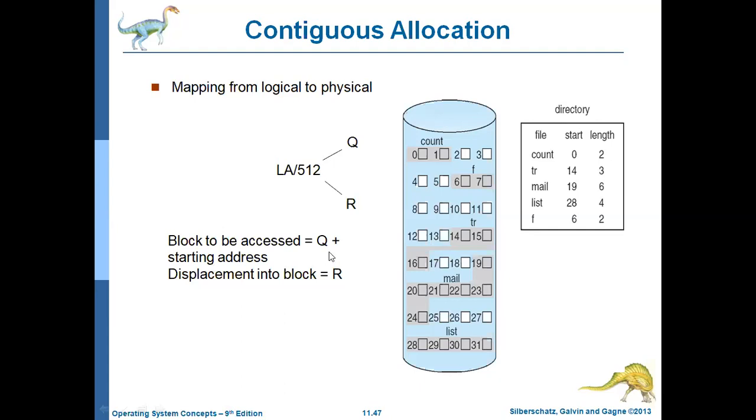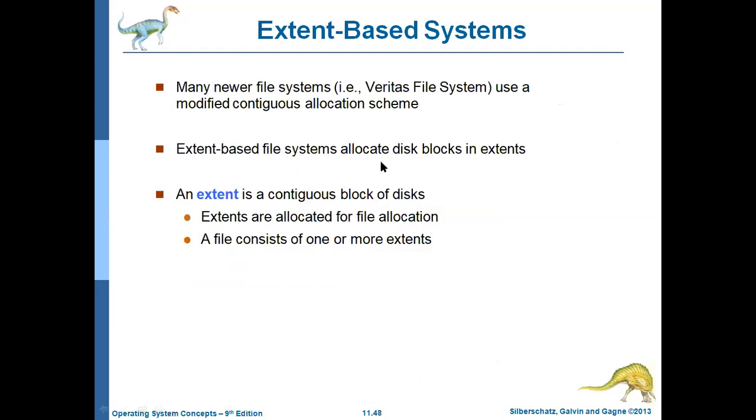The block to be accessed is q plus the starting address. The displacement into the block is given by r. There is one more, called extent-based systems. Many newer systems, like the Veritas file system, use a modified contiguous allocation scheme. It is an extent-based file system, which allocates disk blocks in extents. An extent is a contiguous block of disks. A file consists of one or more extents.